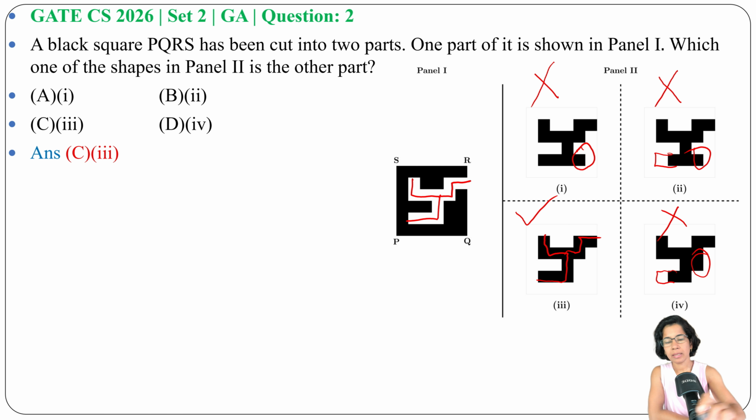That's present in C. I already discussed lots of general aptitude previous questions. Just go through the general aptitude PYQ playlist.